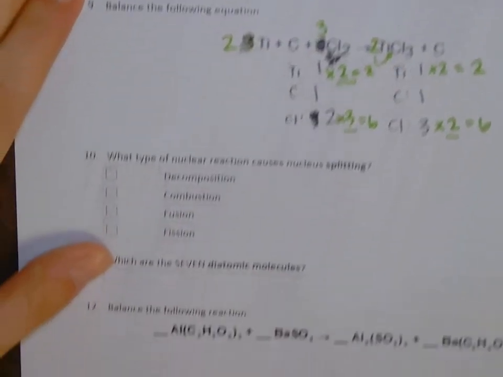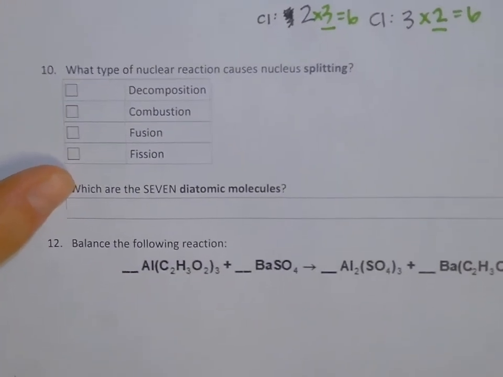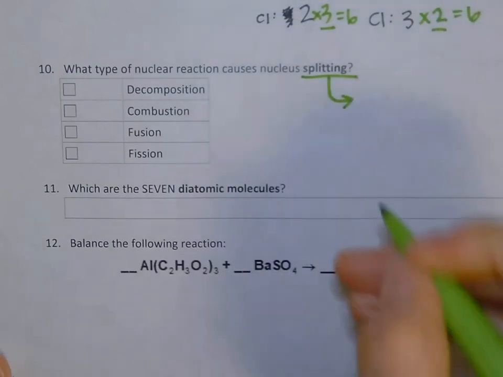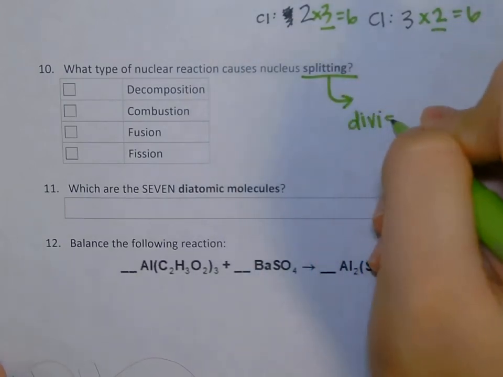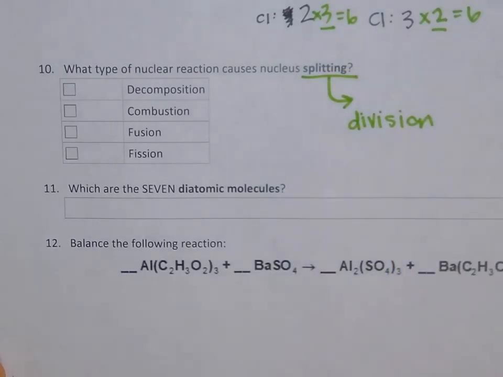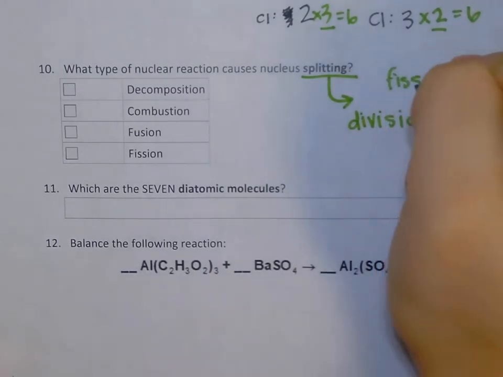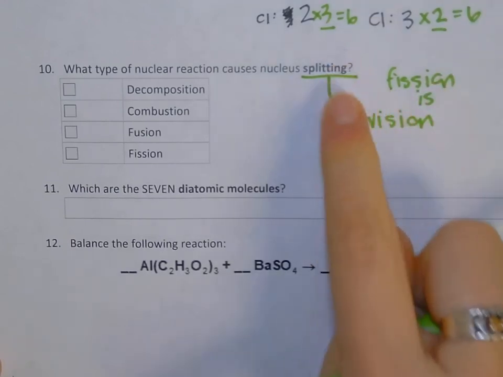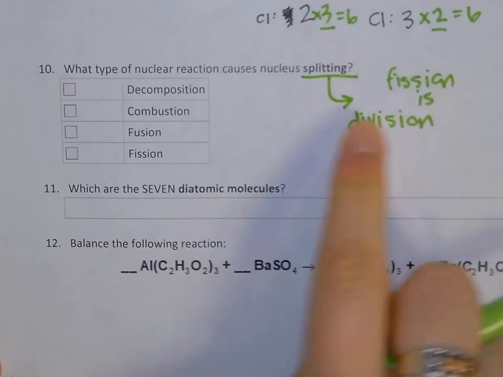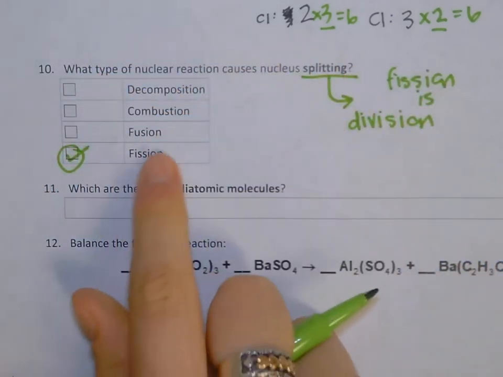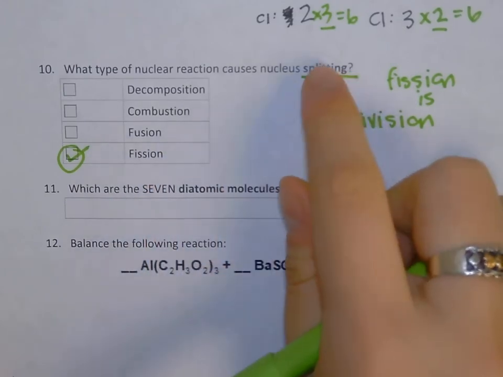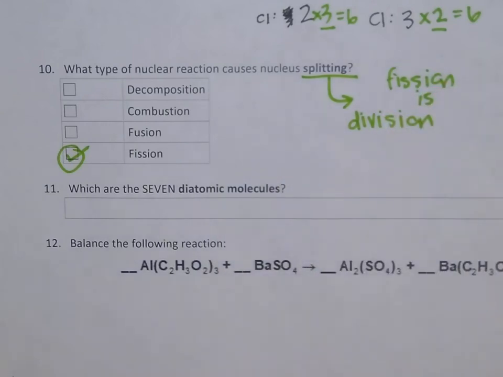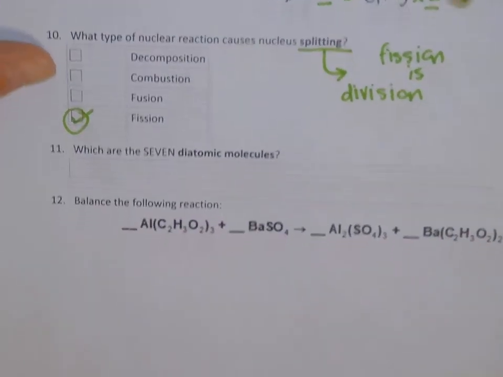All right, next one. What type of nuclear reaction causes splitting? Anytime that I see the word splitting, I'm going to think of division. And you know what is division? Fission is division. Splitting is division. Fission is division. So my answer is fission. You will see this on the exam. Way more complicated, but all you have to know is that the nucleus splitting or a nucleus division is fission. That's it.